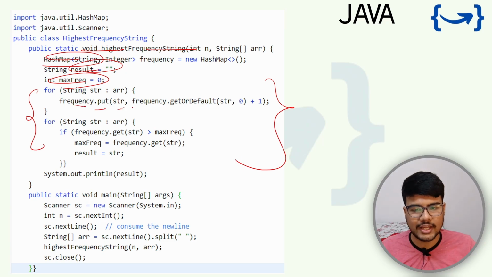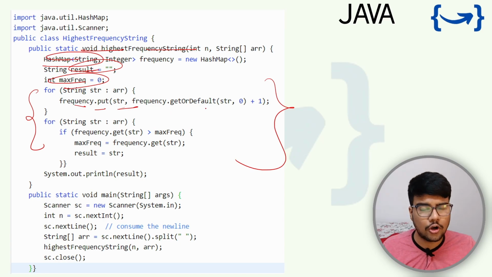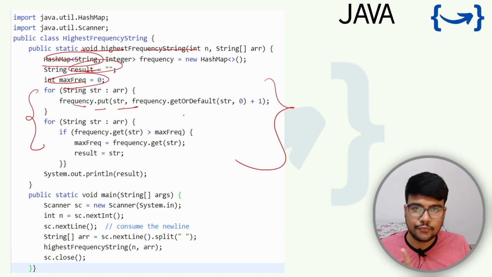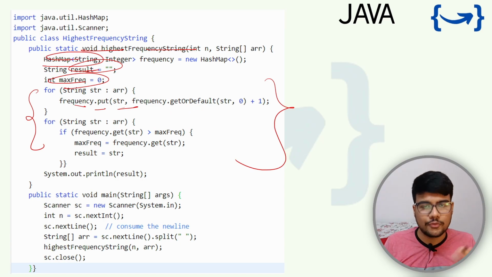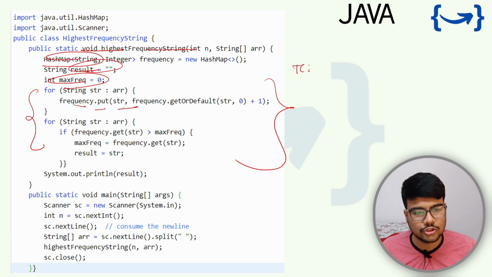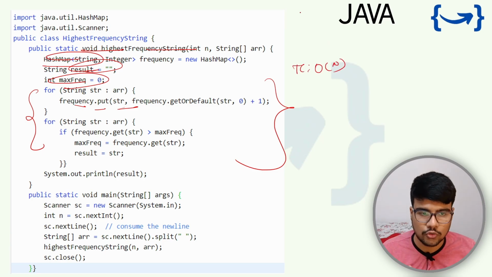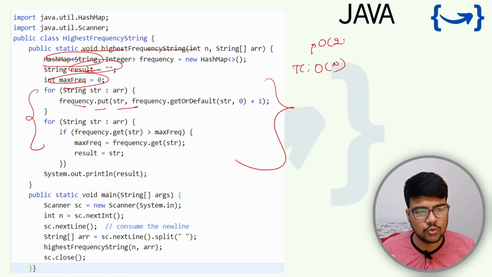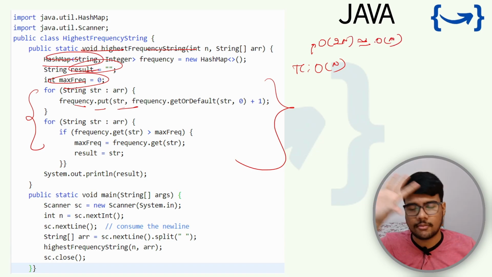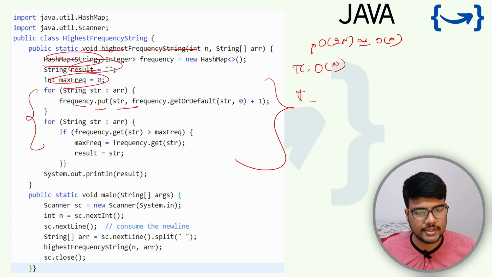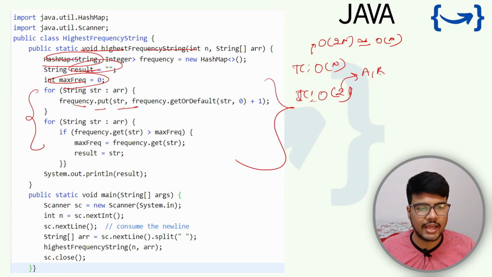So frequency.put(str, frequency.getOrDefault). So doing the two for loop tasks in a single for loop, which keeps the time complexity at just O(n). If you use 2 for loops, the time complexity would be O(2n), but it is equivalent to O(n), so there is not a great difference. And space complexity, if you talk about it, is still O(2) because only A and B we have as a team.